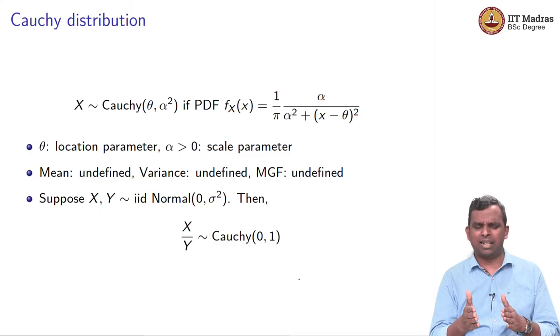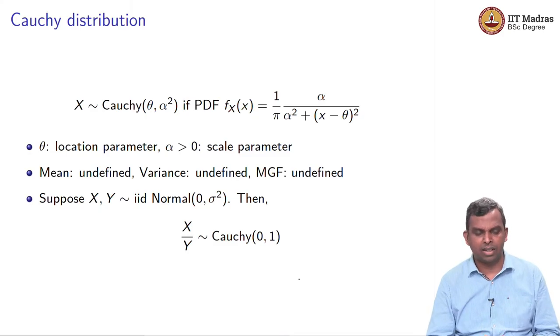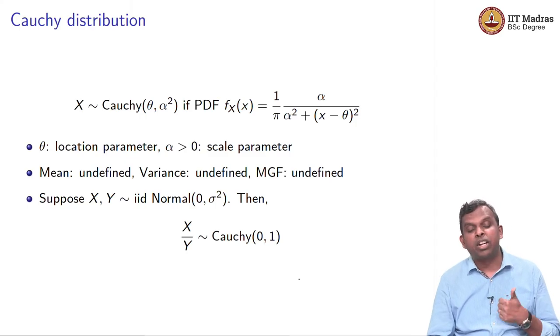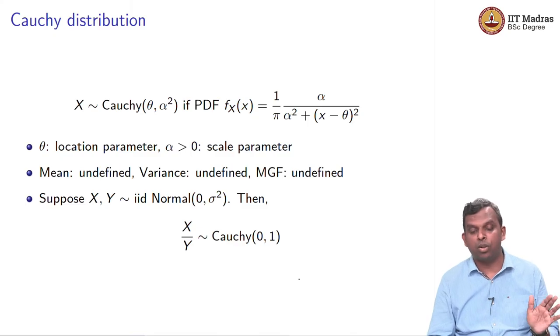Okay, you can imagine why theta is the location, and you can see why that is so. This distribution is very interesting because the mean is undefined, the variance is undefined, the moment generating function is undefined. All these things are undefined. There is no consistent way to put a number or even infinity for the mean.